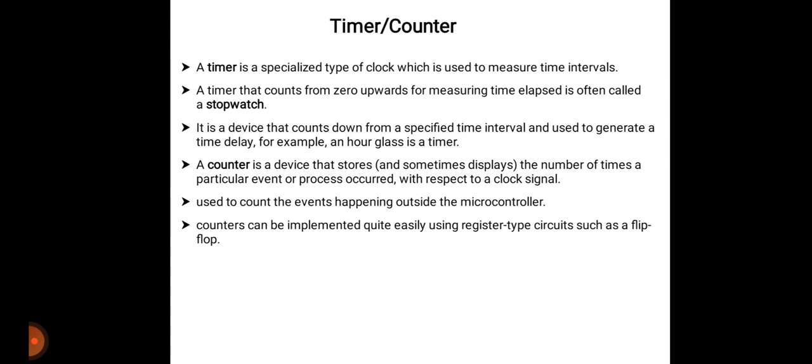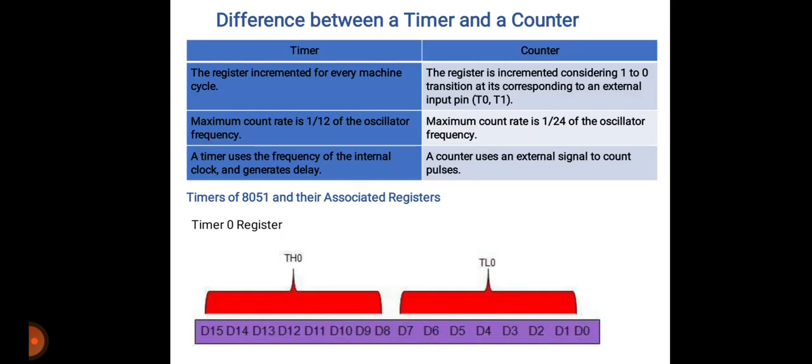For example, an hourglass is a timer, and a counter is a device which stores the number of times a particular event or process occurred with respect to a clock signal. It is used to count events happening outside the microcontroller. In electronics, counters can be implemented quite easily by using register type circuits like D flip-flops, S flip-flops, in this way. So we will see what the basic difference is between a timer and a counter.